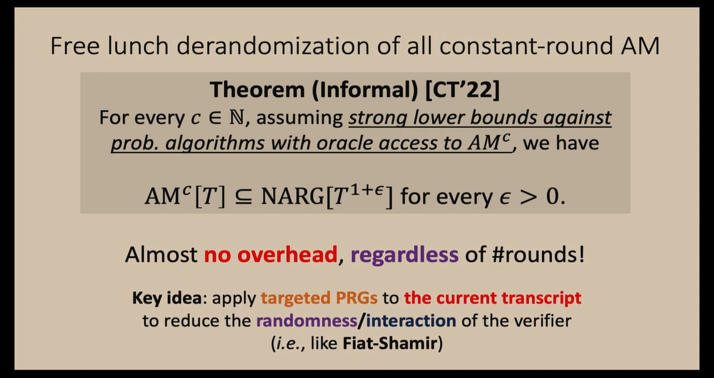So the key idea behind this is you apply targeted PRGs to the current transcript to reduce the randomness and the interaction of the verifier. So just like in Feige-Lapidot-Shamir, but in a more subtle way. And that's why a targeted PRG is very similar to something called a correlation intractable hash function.